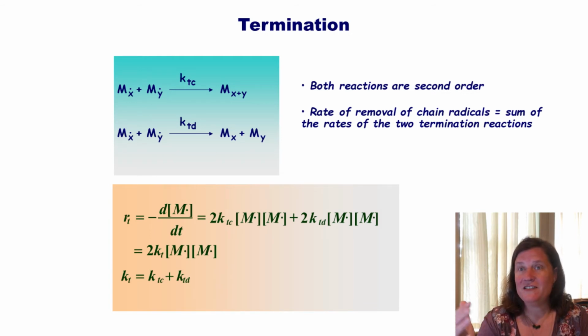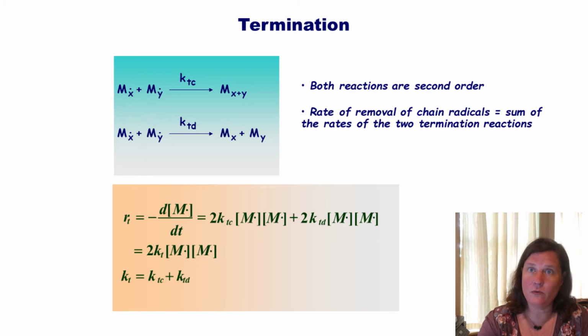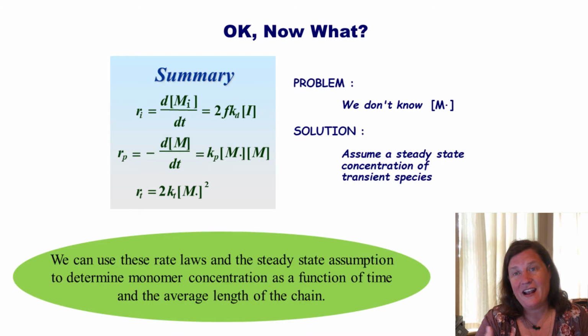All we need to do is add those rates together to get the overall termination rate. We just sum up the rate of termination by combination and the rate of termination by disproportionation. And we can simplify it by using kt as the sum of the 2 rate constants for the individual mechanisms. We now have 3 rate laws. Now what do we do?